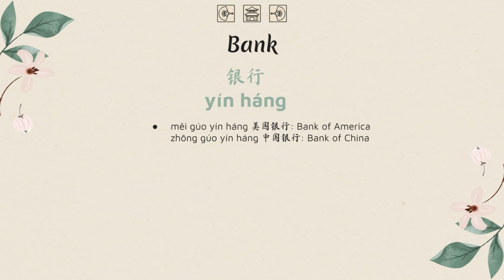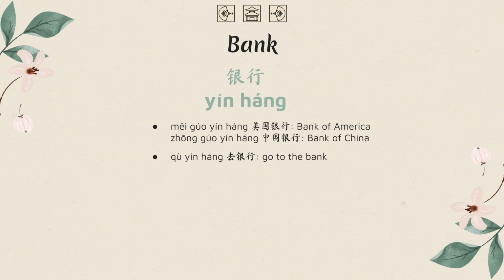So for example, Bank of America would be 美国银行, which technically is America Bank. Likewise, Bank of China would be 中国银行, which literally is China Bank. If you're going to a bank, 去银行, 去 means to go to a place, 去银行.